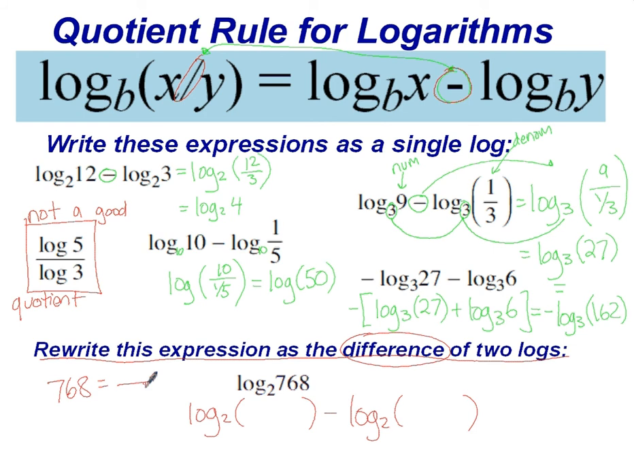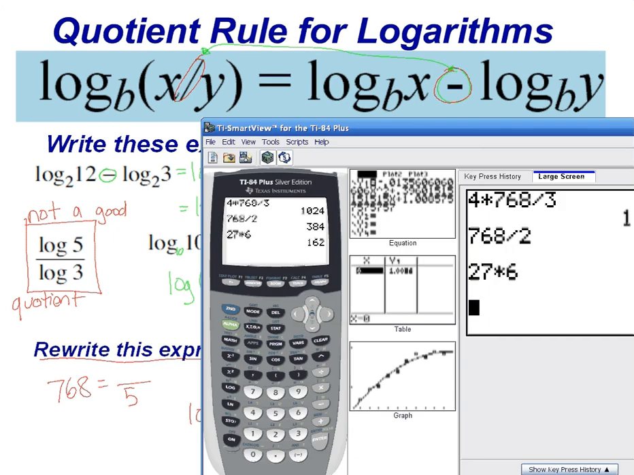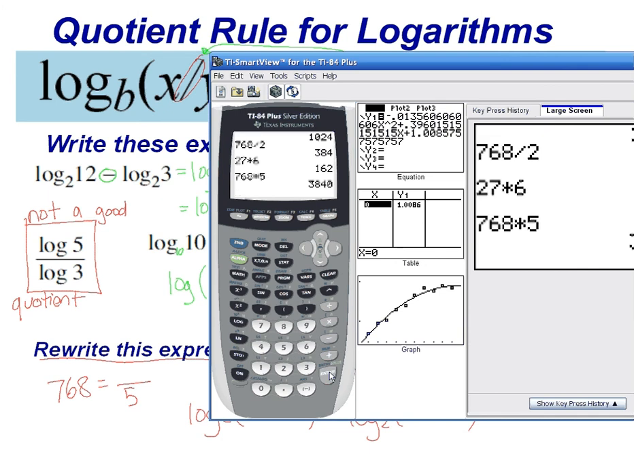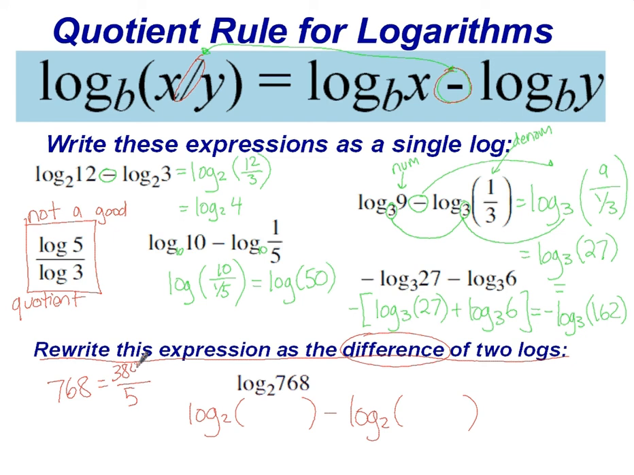There's a lot of different things you could do here if you want. Let's try one that has a denominator of 5. What divided by 5 equals 768? Let's find out. 768 multiplied by 5 is 3,840. I just made this number up out of thin air. You could have chosen any number you want, but this is one quotient which does equal 768. And so one thing we could write here is 3,840 here and 5 over here.